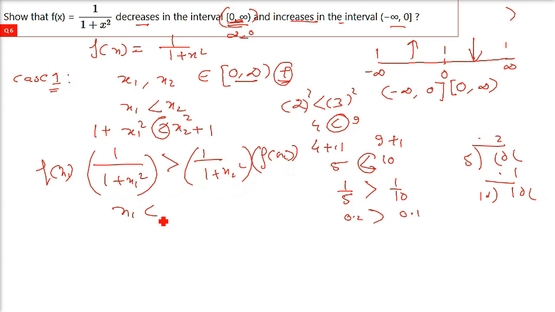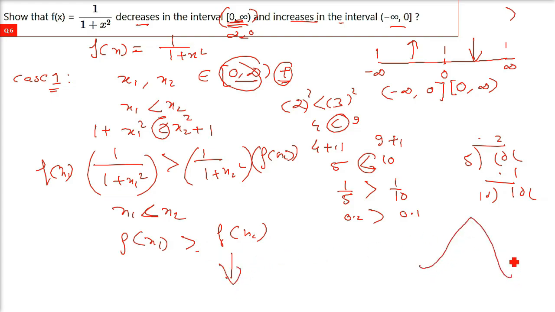So if x1 is less than x2, the function value at x1 is higher than the function value at x2. That is, the relationship has changed. This less than has given rise to the greater than. That means the function is decreasing. You are not going uphill, you are going downhill. Okay, you got the idea?